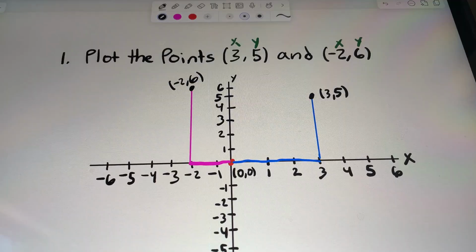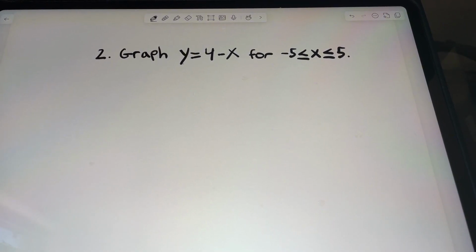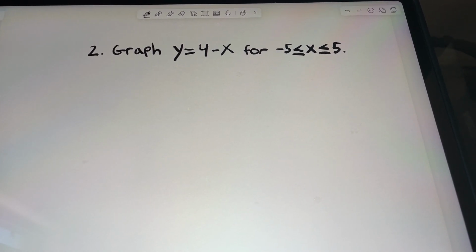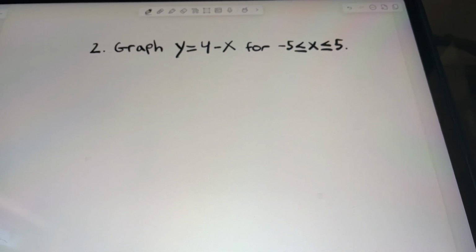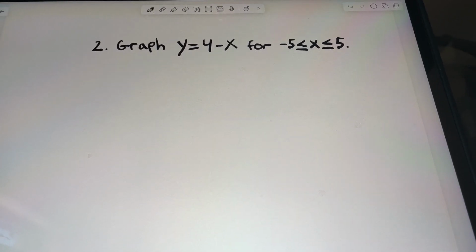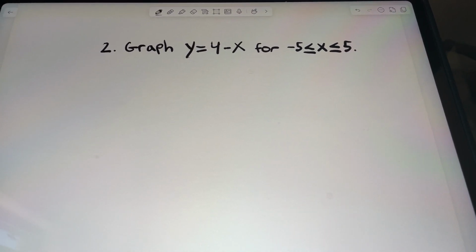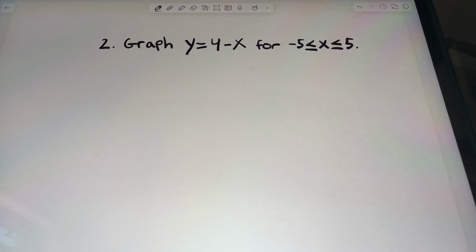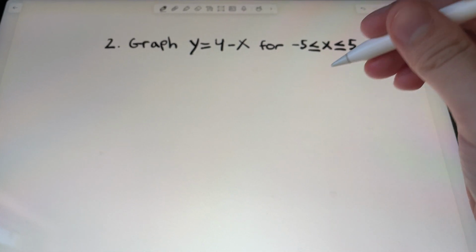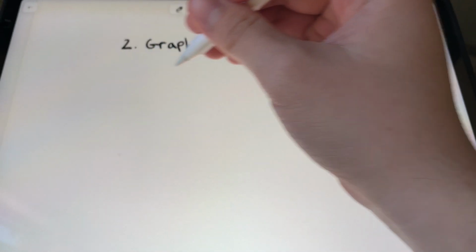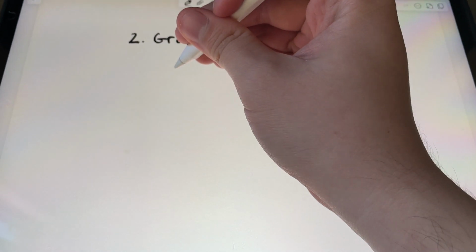And there you go. Alright, so for number 2, it states graph y is equal to 4 minus x for x is between negative 5 and 5. And so for this one, you can start with creating a table and then write your ordered pairs and then graph them on the xy plane. So that's what I'm gonna do. I'll do it right here.